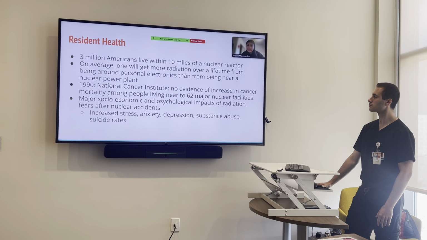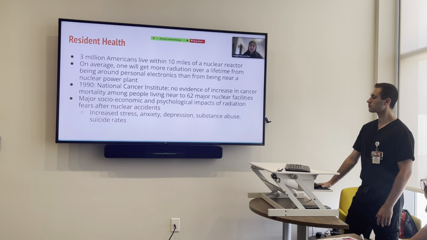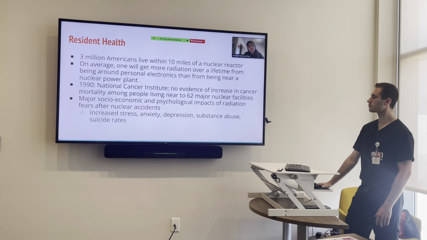So in 1990, the National Cancer Institute did a study which showed that there was no evidence of increase in cancer mortality among people living near these 62 major nuclear facilities. So those long-term impacts that we talked about with the cancer and leukemia that you might see in workers who work in nuclear power plants, there's been no evidence that showed that there's an increased risk of cancer mortality in the residents who live near a power plant.